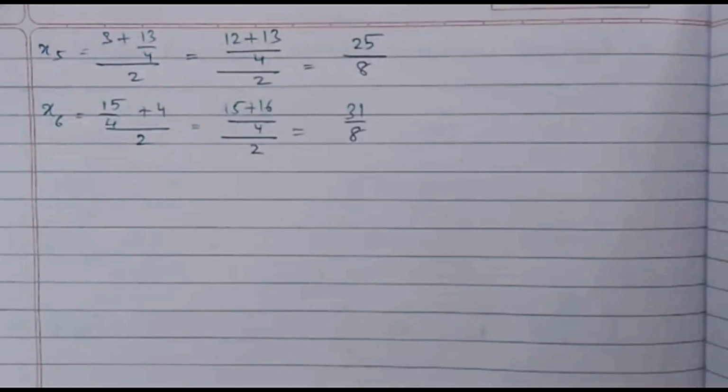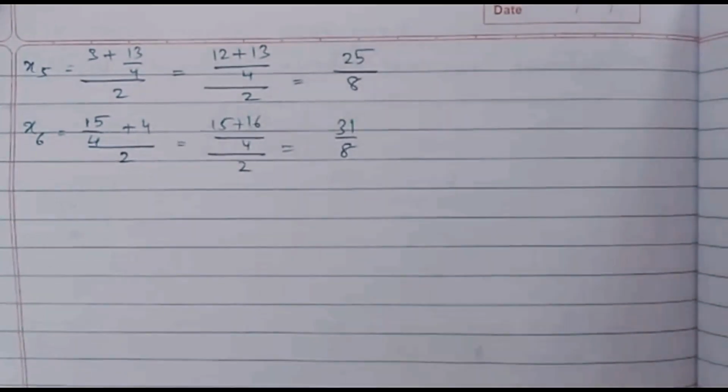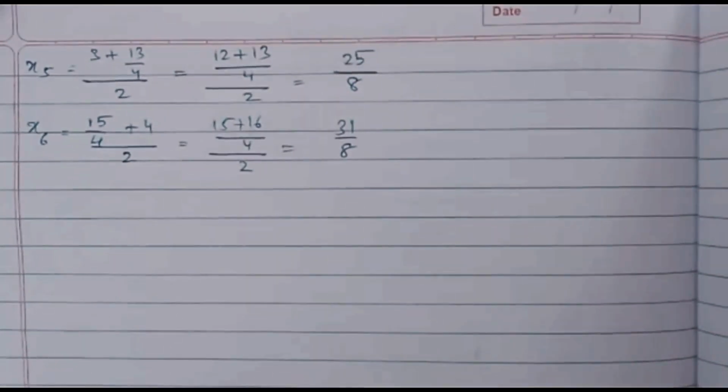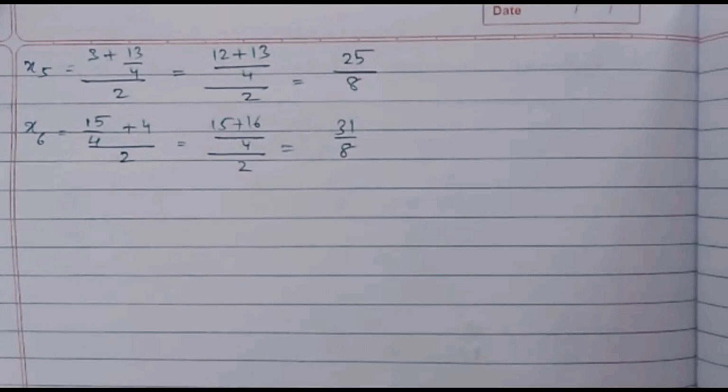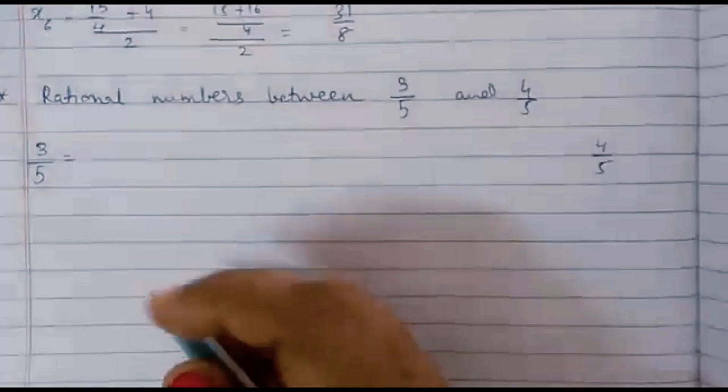Okay. And I will be teaching you the next method, a simple method, in the next sum. Here we have to add two numbers and divide by 2, so it will be a little difficult and time consuming. So let us learn the new method. This one is a very small method.